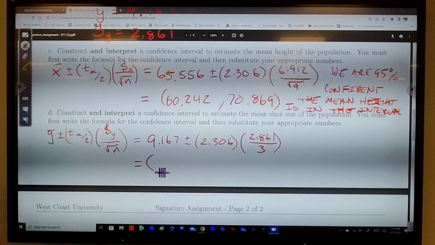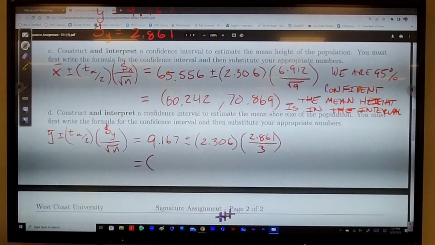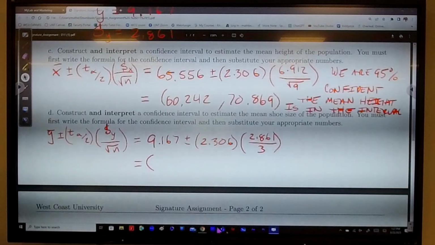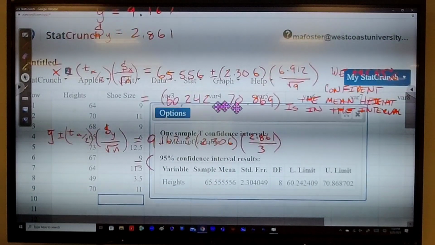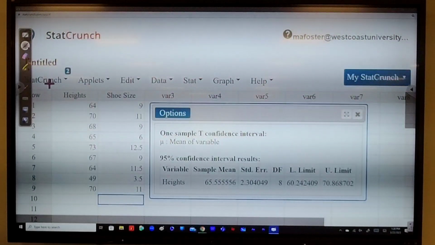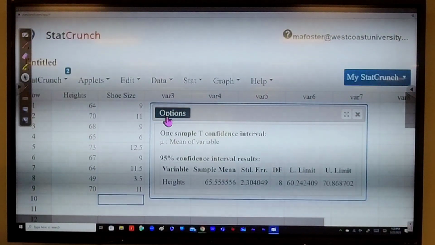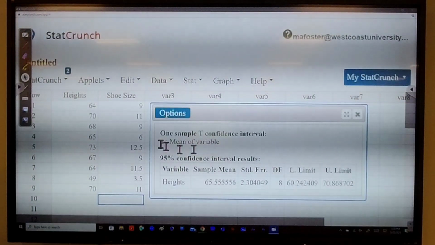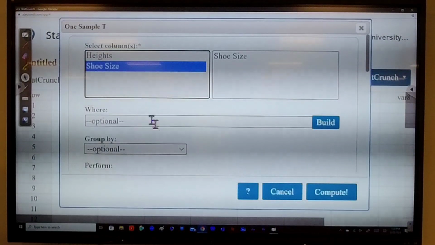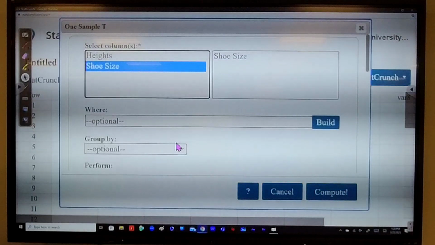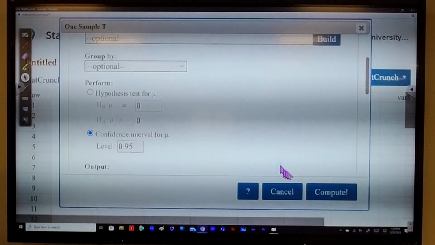And then we can write down our interval once we use StatCrunch to get the numbers. So here I still have my T-stats open. I can just go back to options, edit, and change it to shoe size. When we did it the first time, you can highlight both. You can, yes. Okay.